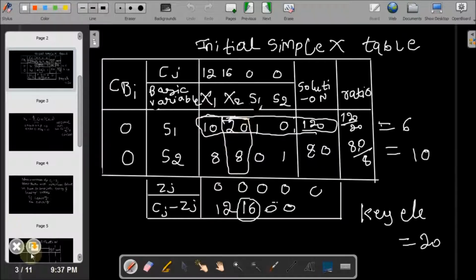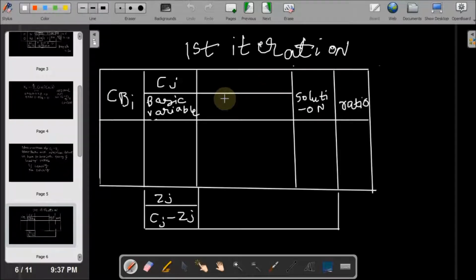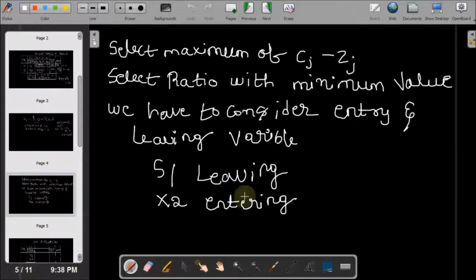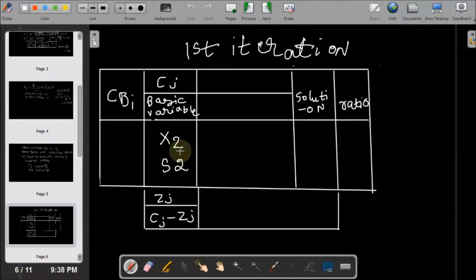So we can see that in the first iteration, my basic variables will be X2 and S2. Instead of S1, I introduced X2. S1 is leaving, X2 is entering. That's why I removed S1. It is out of the table. Getting, guys?